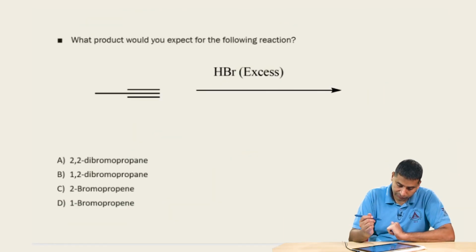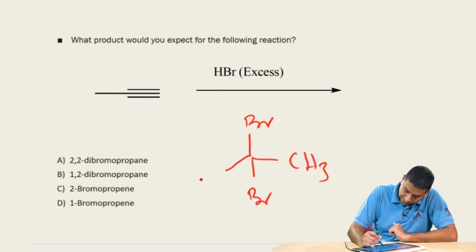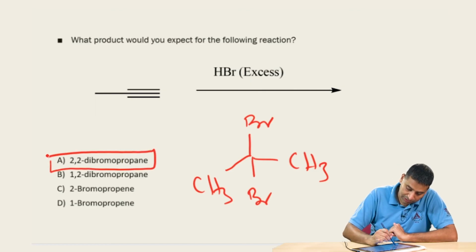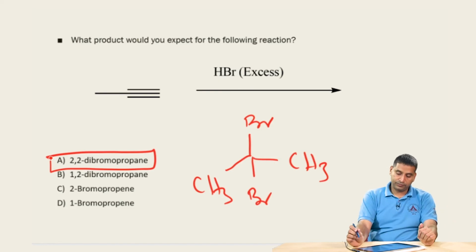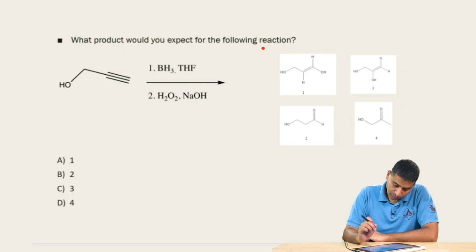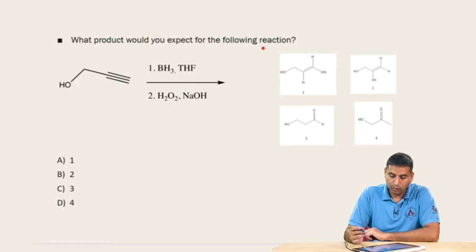So, let us look at the answer. The answer would be as shown here, Br, Br, CH3, CH3. So, this would be 2,2-dibromopropane. So, the correct answer would be A. Keep in mind you are dealing with excess of HBr. Now, the next question is what products would you expect from the following reaction.